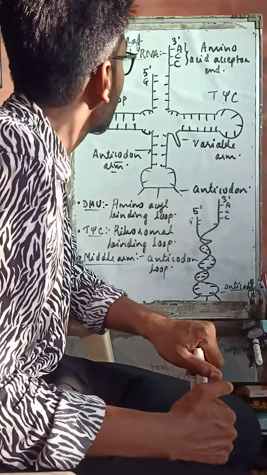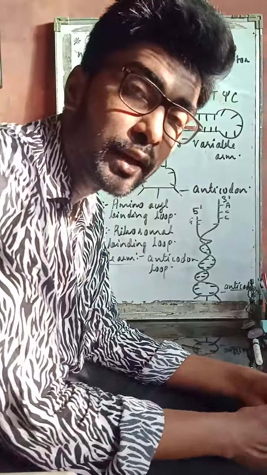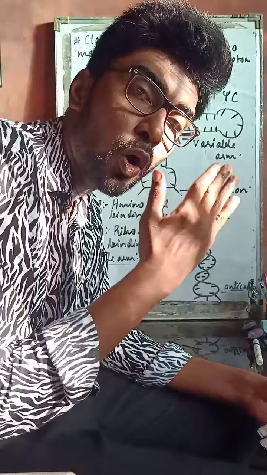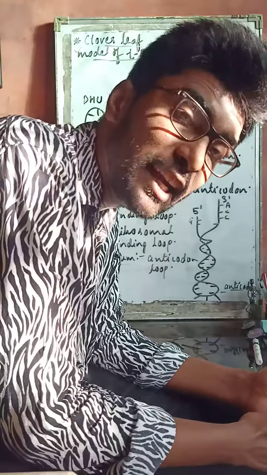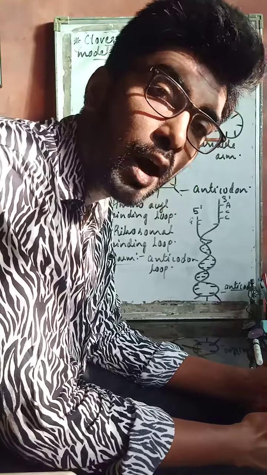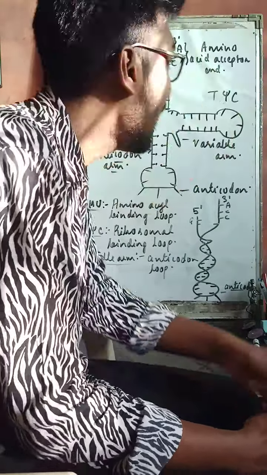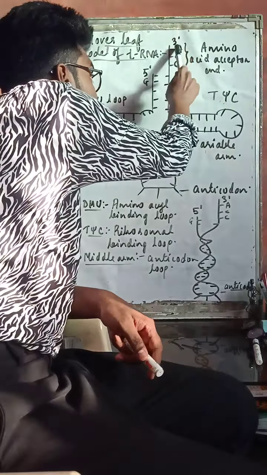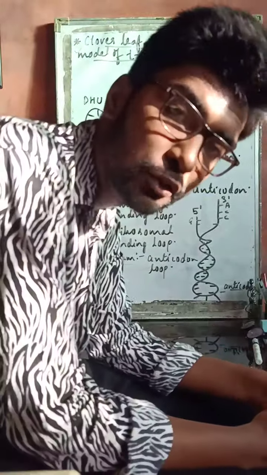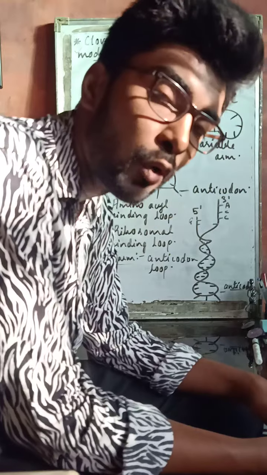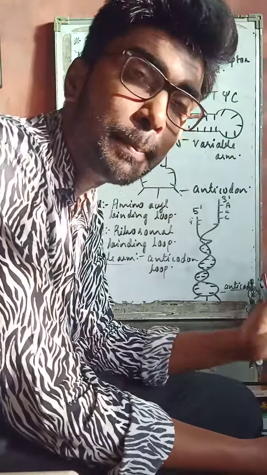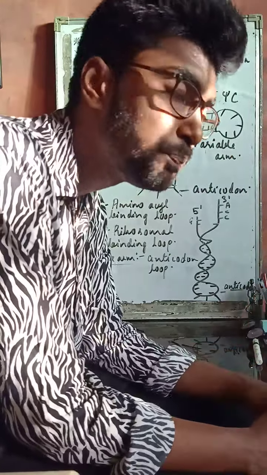Okay, so now let's talk about the function of transfer RNA. According to its name, transfer, it transfers or places the appropriate amino acid at the CCA end, that is the amino acid acceptor end, to the ribosome for protein synthesis. That is the major function of transfer RNA.